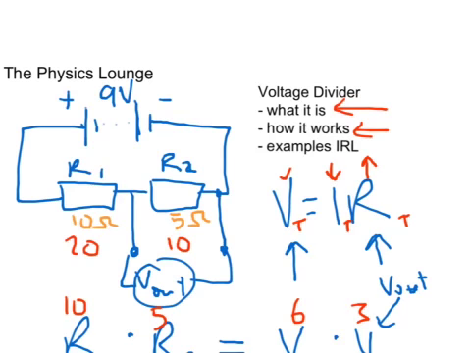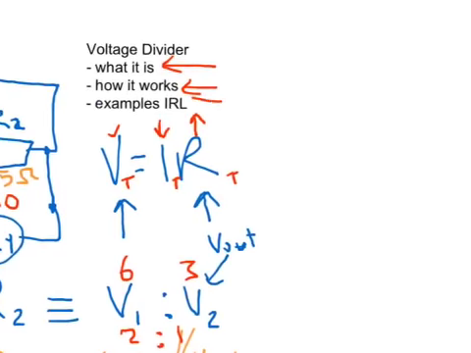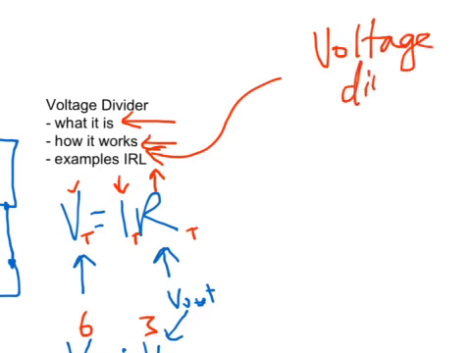So, examples in real life. The voltage divider is not just a random circuit that you would use for fun and learning physics kind of things, but it has a lot of uses. You can use a voltage divider for switching transistors. Here's a transistor circuit, a very simple circuit.